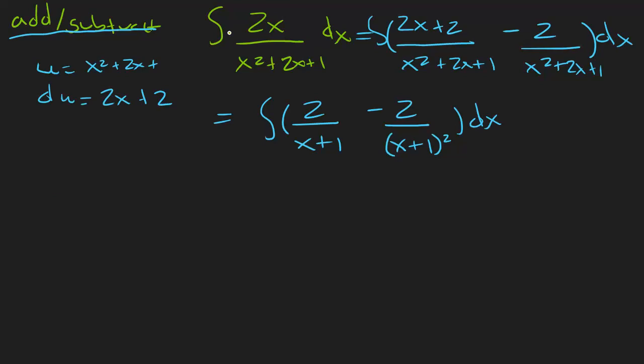If you would like a solution, that would be 2 times the natural log of the absolute value of x plus 1, plus 2 over x plus 1, and then plus c. So this would be the solution for this particular integral in either case.